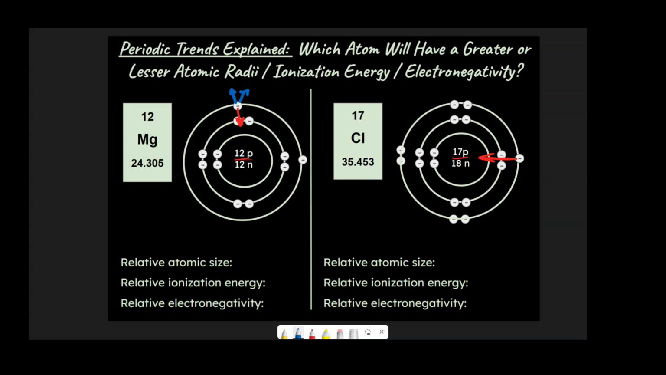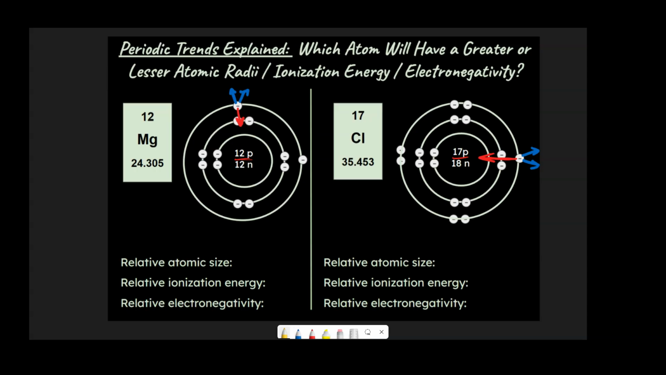And how about the chlorine? What do you think over here? How many filled shells underneath the valence electrons do we have? Well, we've got two filled shells underneath it. So we still have, in a relative sense, the same amount of pushback. So it's still being pushed back, like there's still some repulsion on that valence electron. We still have the same amount of repulsion, but we have different amounts of inward forces.